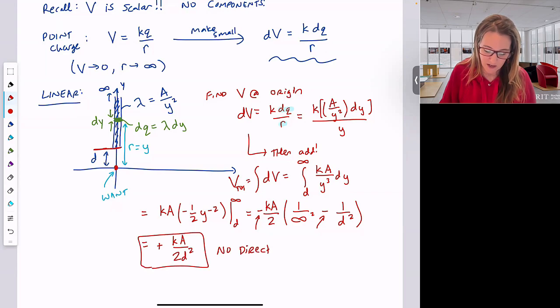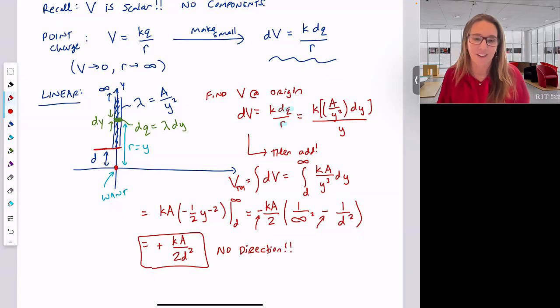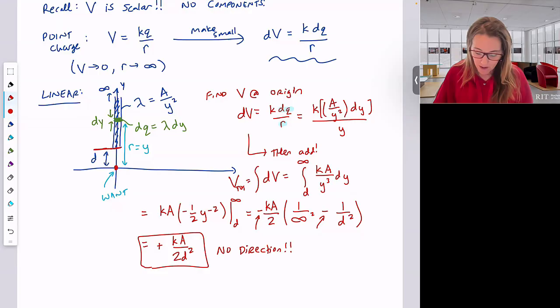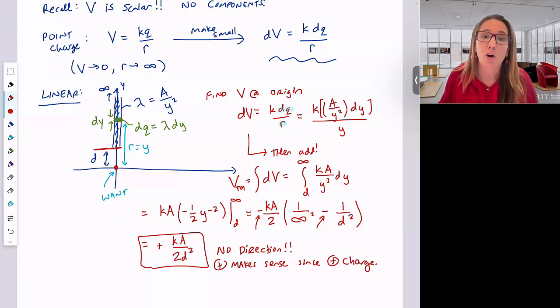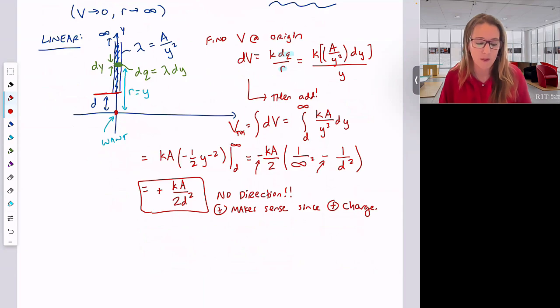I can't emphasize enough that we have left vector world, and that value being positive makes sense as a check, since we're assuming here a positive A, since it's a positive charged rod. And so it's making this hill around it. It is the hill, and then the hill is dropping off from this.